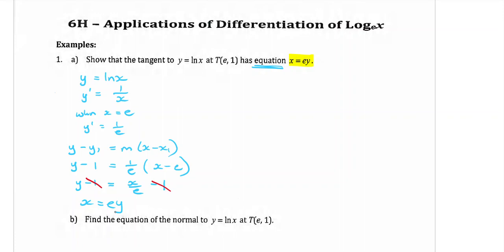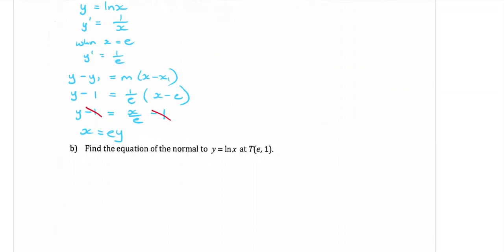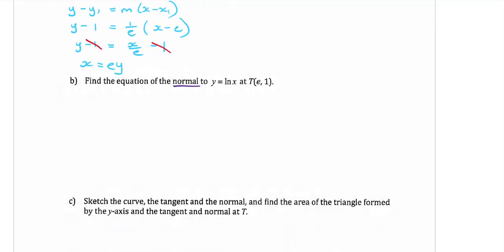All right, part B. Find the equation of the normal, still of y equals ln of x, and my point T, which is (e, 1). I'm not starting from nothing. This is flowing on from part A. I already know that my first gradient is 1 over e. That's the gradient of my tangent. We worked that out already.